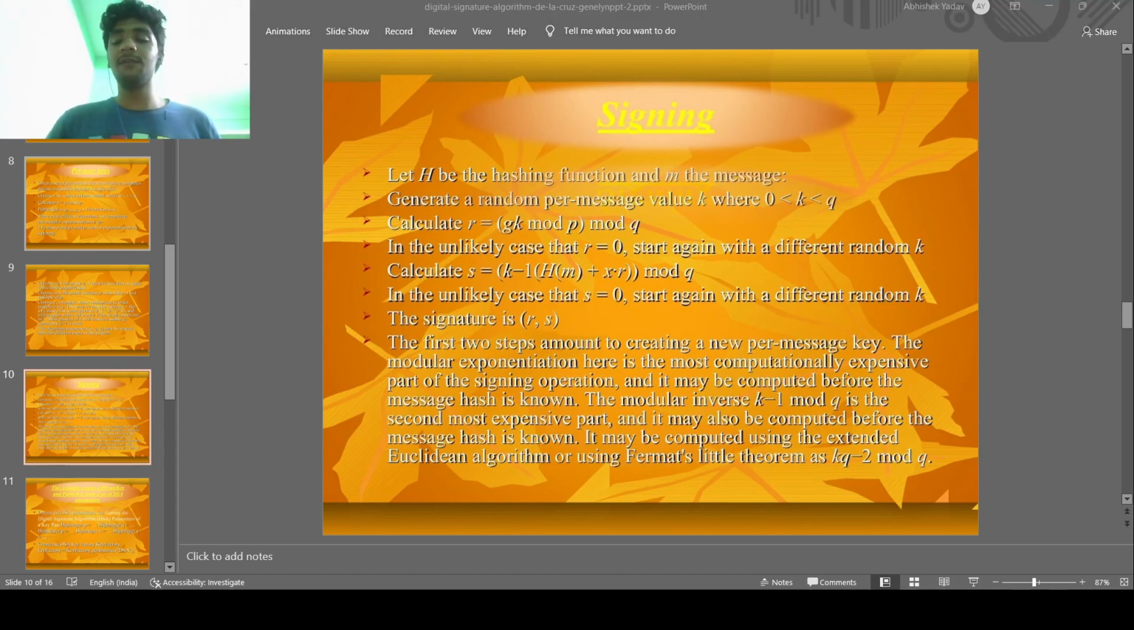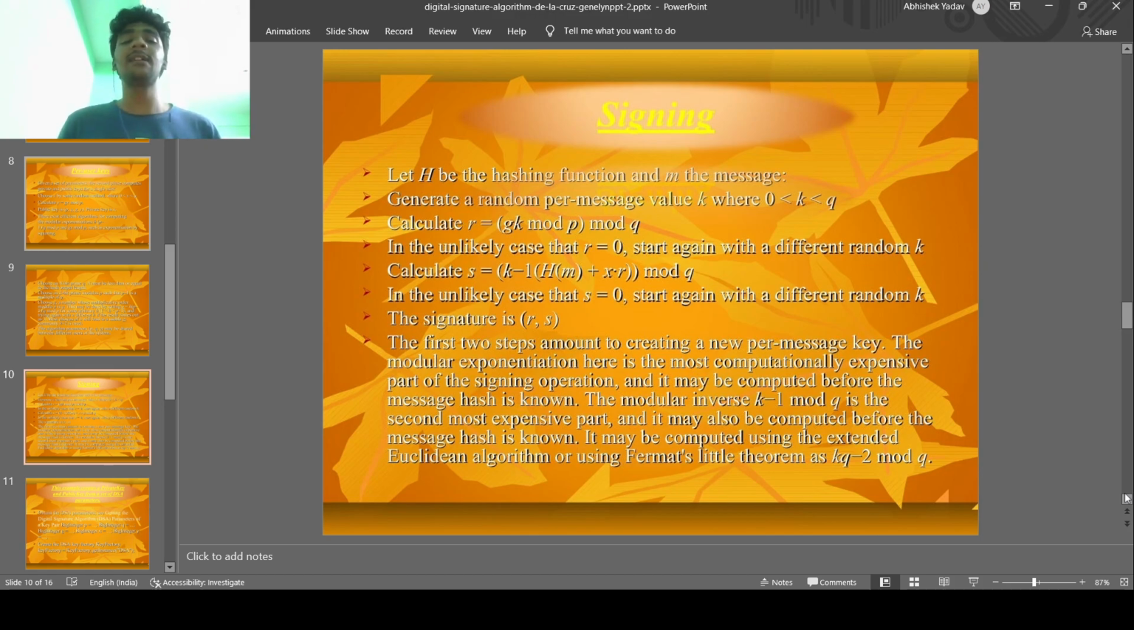Then moving on, we have signing. Let h be the hashing function and m be the message. First we generate a random per-message value k. So k will be regenerated for every message, and k is constrained as greater than 0 and less than q. After generating k, we calculate r, which is g raised to the power k mod p, whole mod q. In the unlikely case that r equals 0, we start again with a different random value of k and repeat the steps.